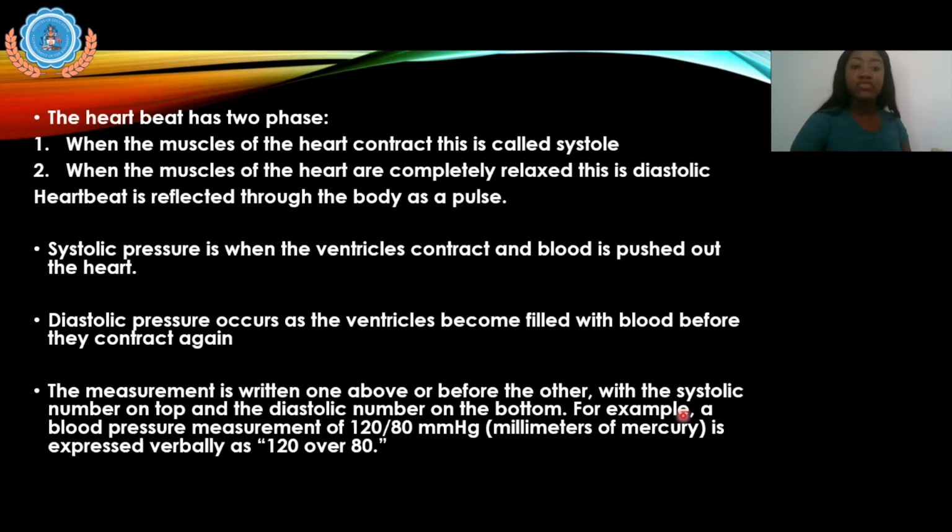The measurement is written with one of the numbers above and the other one below. So the systolic number is found at the top and the diastolic number is found at the bottom. For example, a reading of 120/80 means that your systolic number is 120 and your diastolic number is 80. Okay, and the mmHg is millimeters of mercury, but it's verbally said as 120/80 or 110/70.